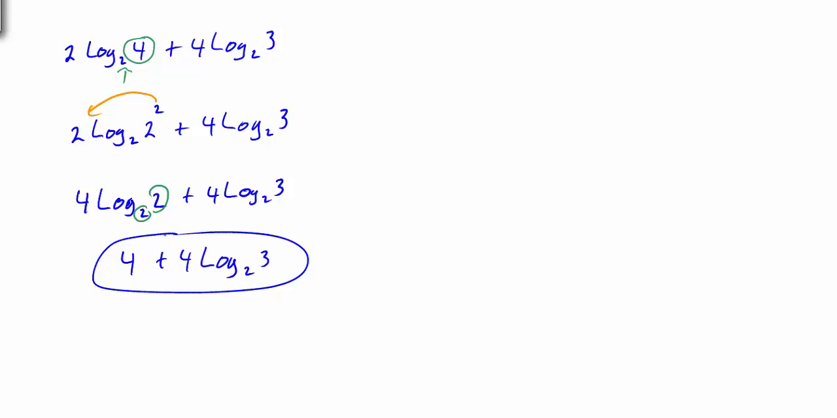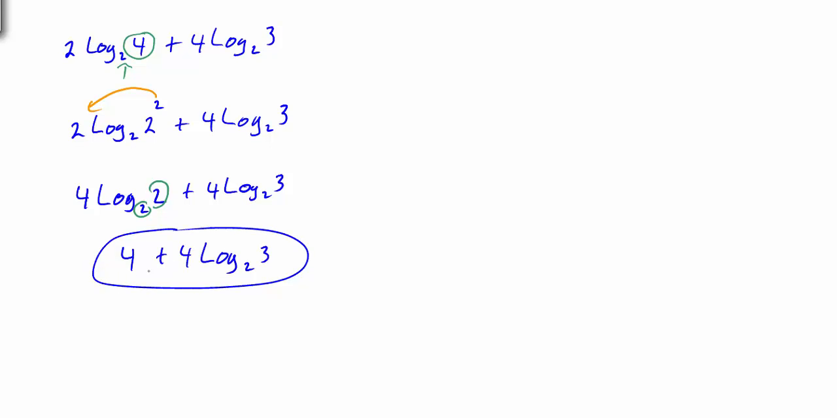And that's as far as we can simplify this without using a calculator, because there's no way that we can write 3 so that we have a base of 2. The only other thing we possibly could do here is both terms contain a 4. You wouldn't necessarily have to do this, but we could certainly factor a 4 out, and you would have 1 plus log base 2 of 3. So you could actually pull the 4 out from each one of these.